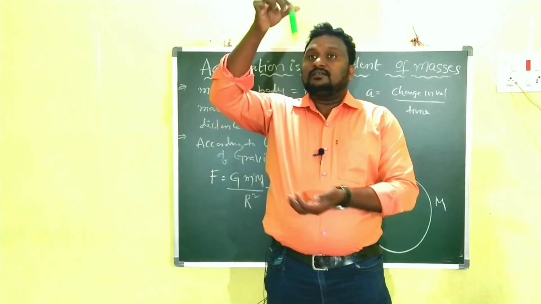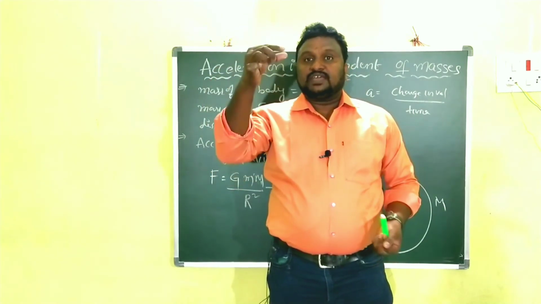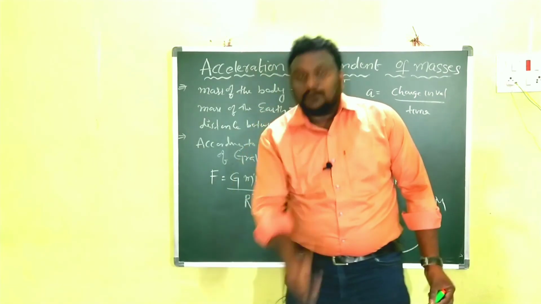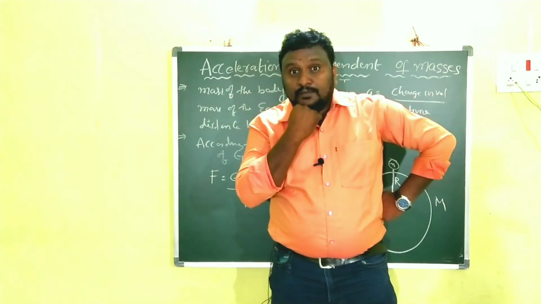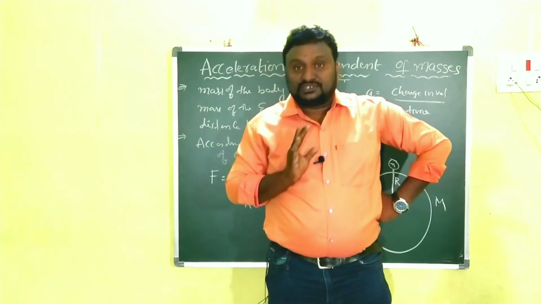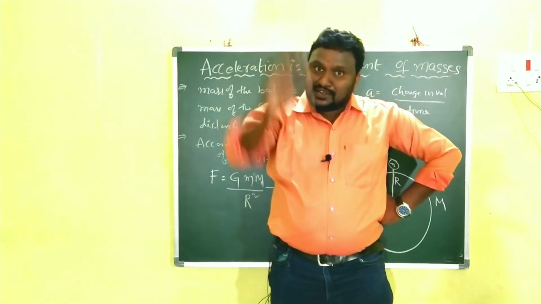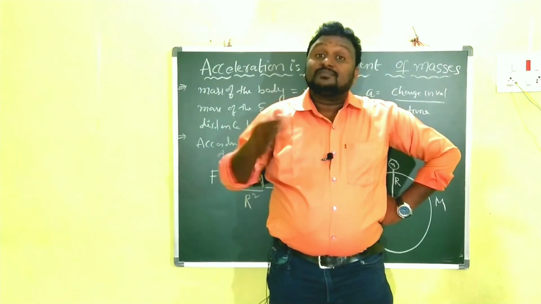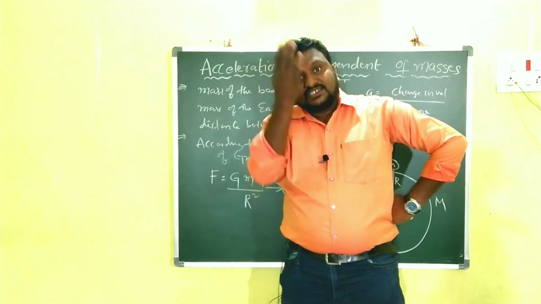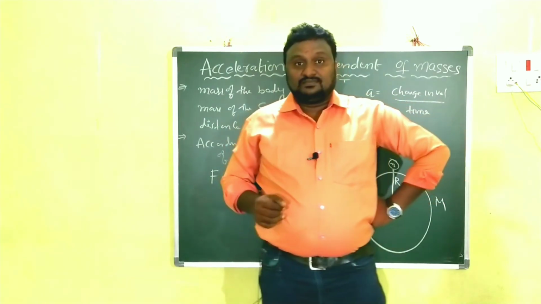That's why we can just leave the fingers. What do you observe? The body comes down. Why does the body come down? Yes, it is because of gravitational force. Any body comes down because of gravitational force. When the body reaches the earth's surface, its velocity increases.